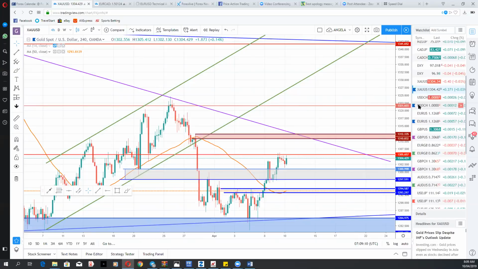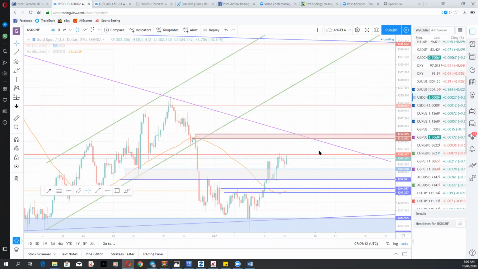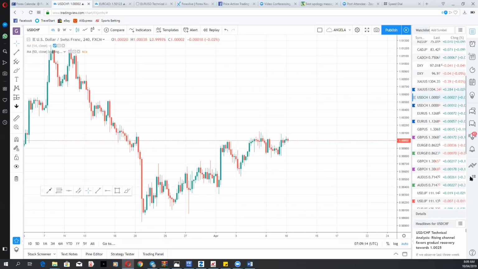The next pair we'll be looking at is the USDCHF.